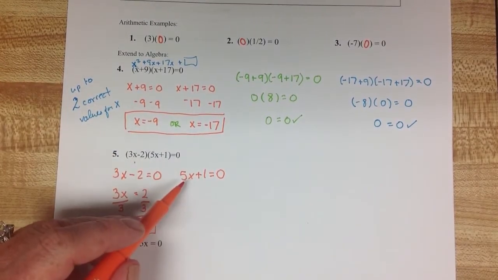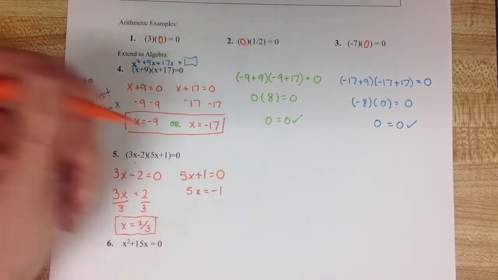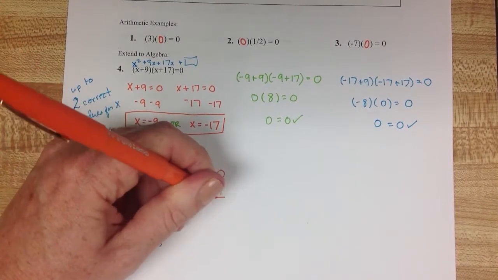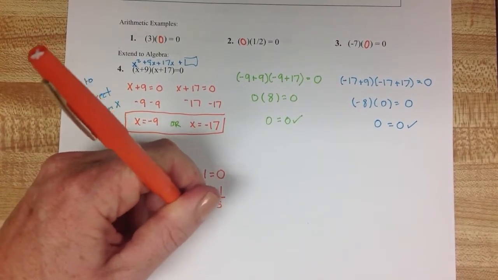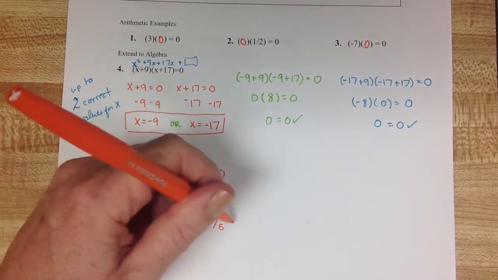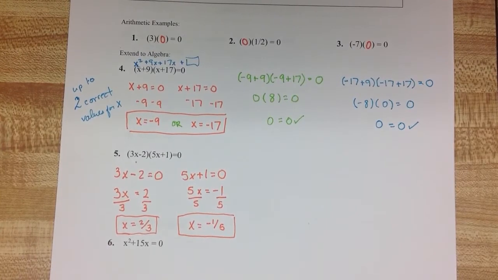And solving the next equation, I'll subtract 1 from both sides. I get 5x equals -1. Divide both sides by 5. x is equal to -1/5. So again, two possible answers.